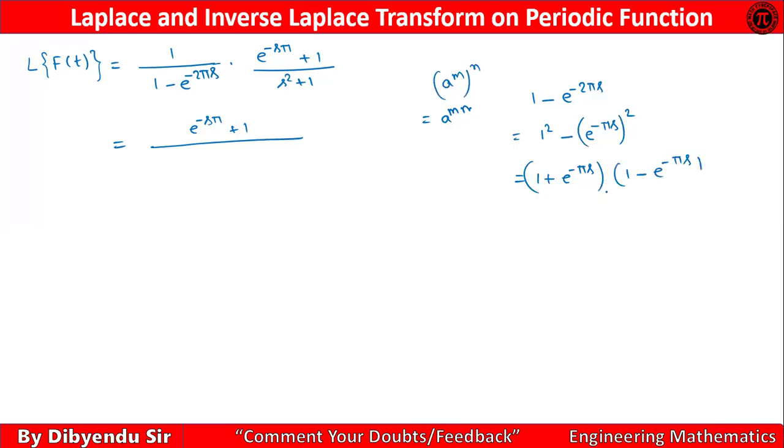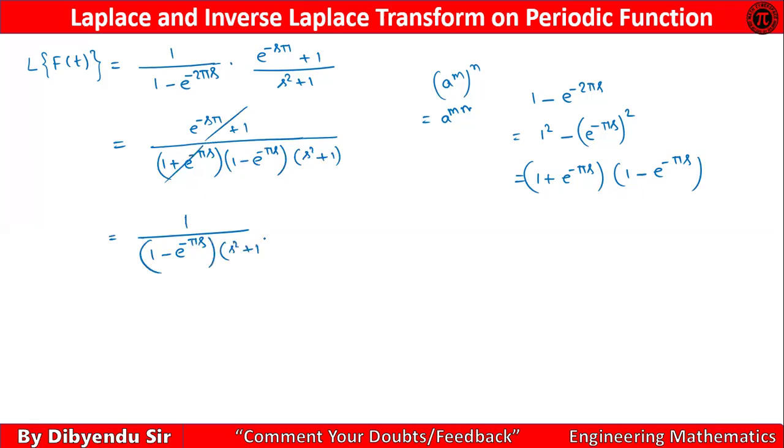minus pi s. Okay, so let's put this value: 1 plus e to the power minus pi s into 1 minus e to the power minus pi s, into this value s square plus 1. Here you can see 1 plus e to the power minus s pi and 1 plus e to the power minus s pi cancel. So you are getting 1 by 1 minus e to the power minus pi s into s square plus 1. This is the final result.